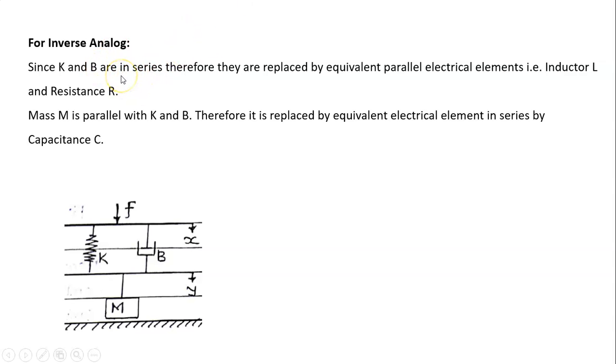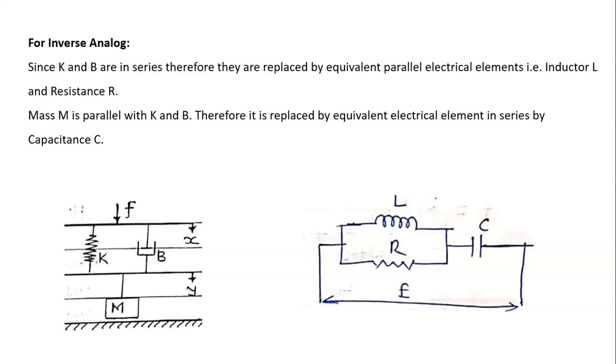Therefore since K and B are in series, they are replaced by equivalent parallel electrical elements, that is K is equal to L and B is equal to resistance R. Similarly, mass M is in parallel with K and B, therefore it is replaced by an equivalent electrical element in series, capacitance C, because in the inverse analog M is equal to C. M is in parallel, therefore we have to replace it by a series electrical element. Therefore the equivalent diagram is, see, this is the equivalent diagram.